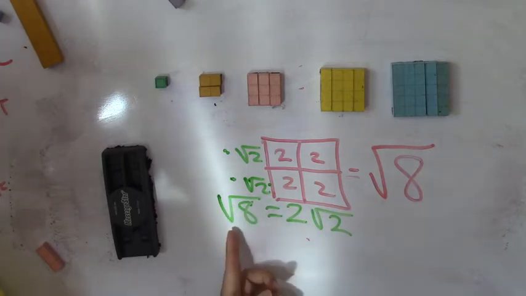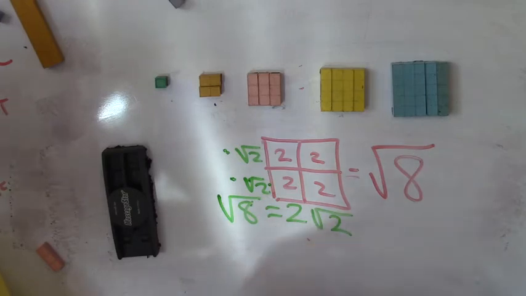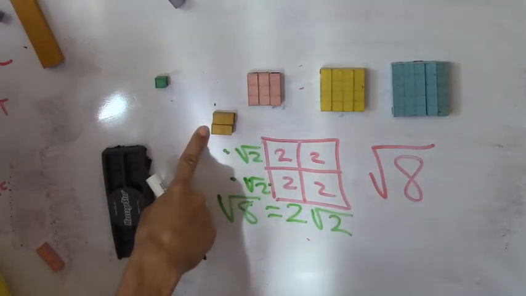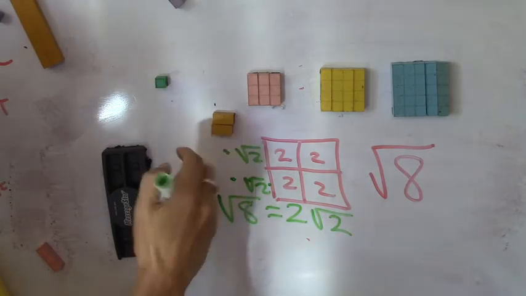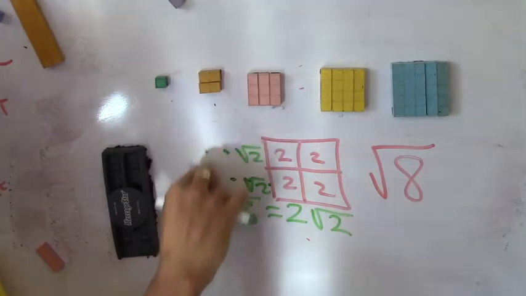Alright, so do you see that the square root of 8 is 2 square roots of 2? Yeah. What am I counting? I'm counting this one side of this rectangle right here. Look at your rectangle. You're counting 1 square root of 2, 2 square roots of 2. Alright. Do you feel it?